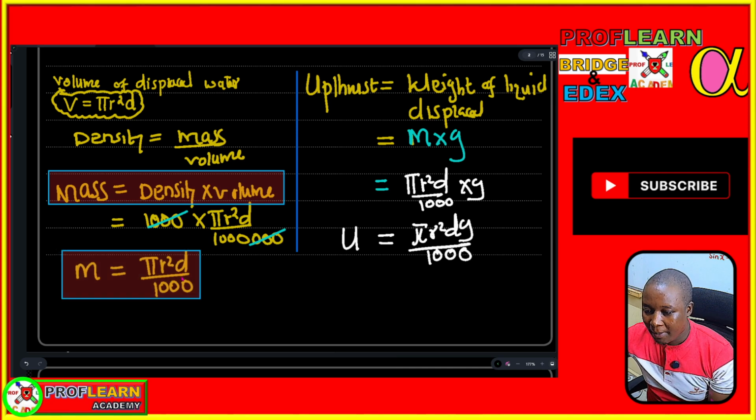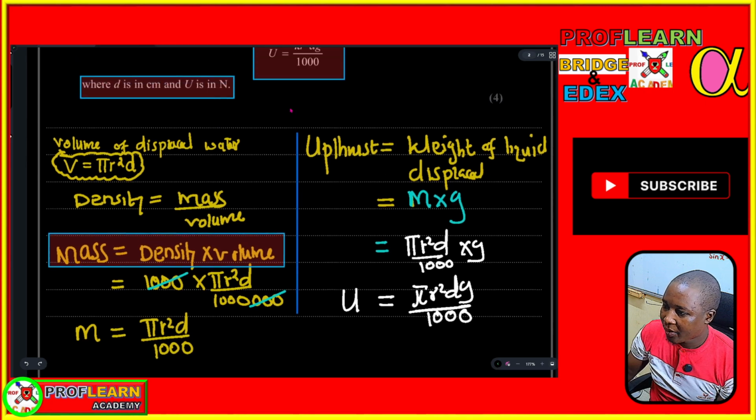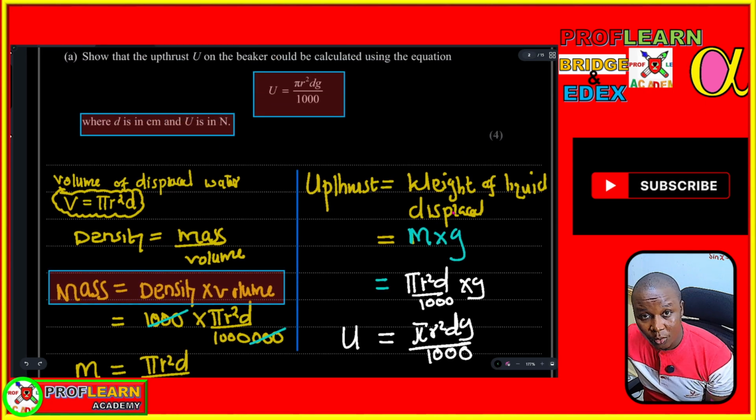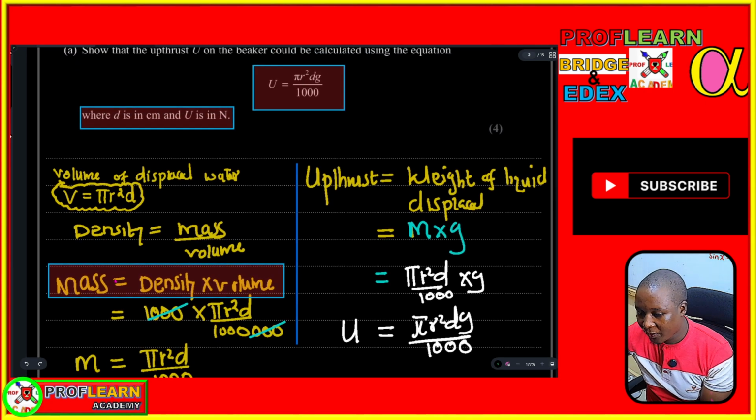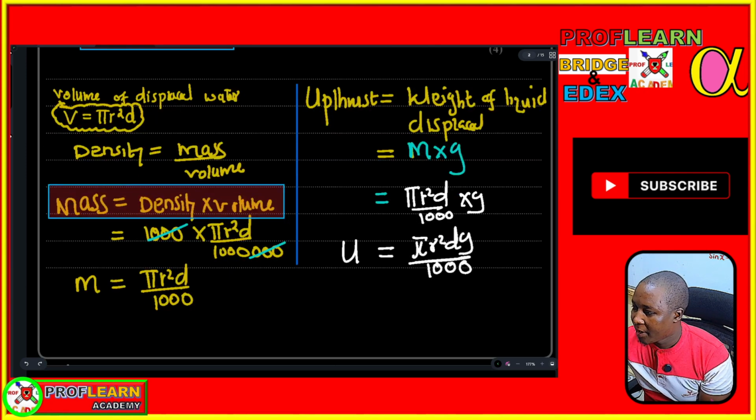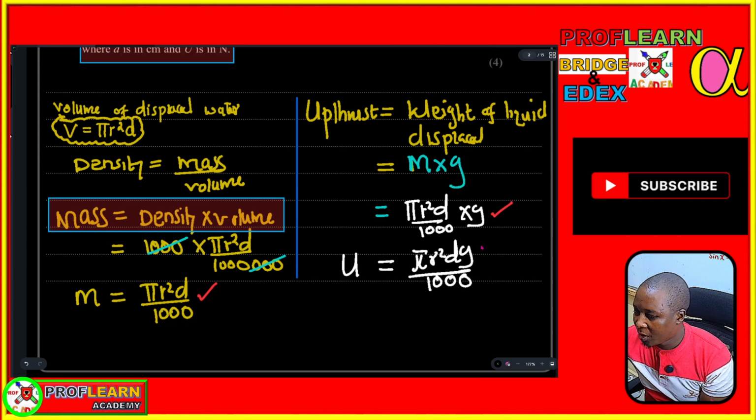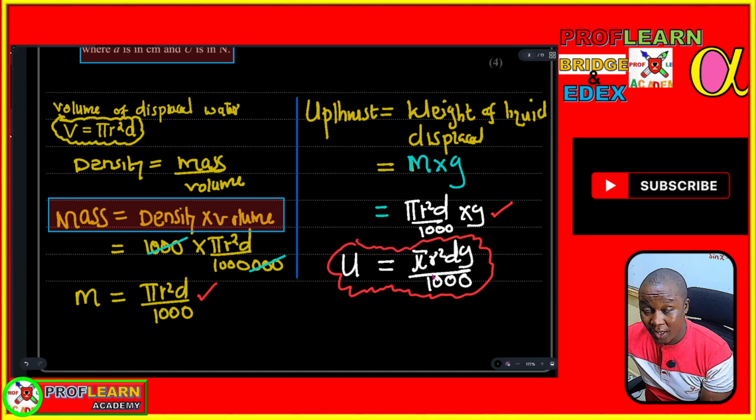That's the mass. But we know that upthrust is equal to the weight of the liquid displaced. So if we have the mass of the liquid displaced, we can comfortably say that weight is mass times gravity, and if we multiply here, we get our final answer: upthrust is equal to pi r squared d g over 1,000.